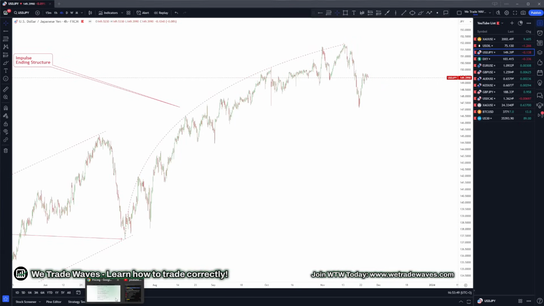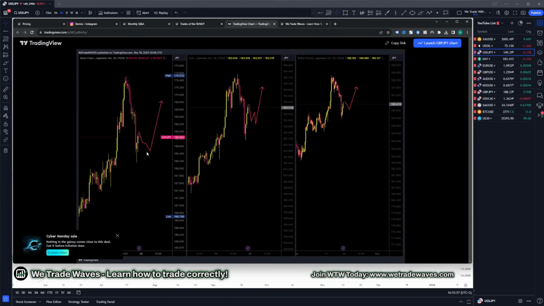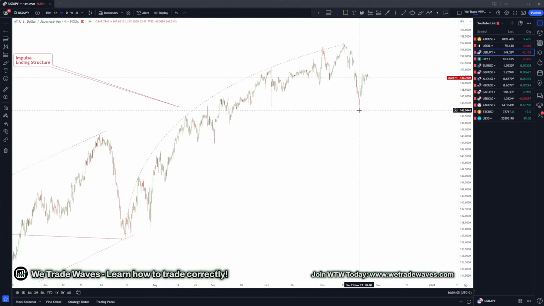Those were our trades of the week. If I go to the dashboard just to show you, look at this one. We were expecting these trades of the week of last week, by the way, November 19th. If you go to the dashboard, you can see this one. We set Swiss yen to the upside, Euro yen to the upside, pound yen to the upside, and of course, dollar yen as well. So market went to the upside here.